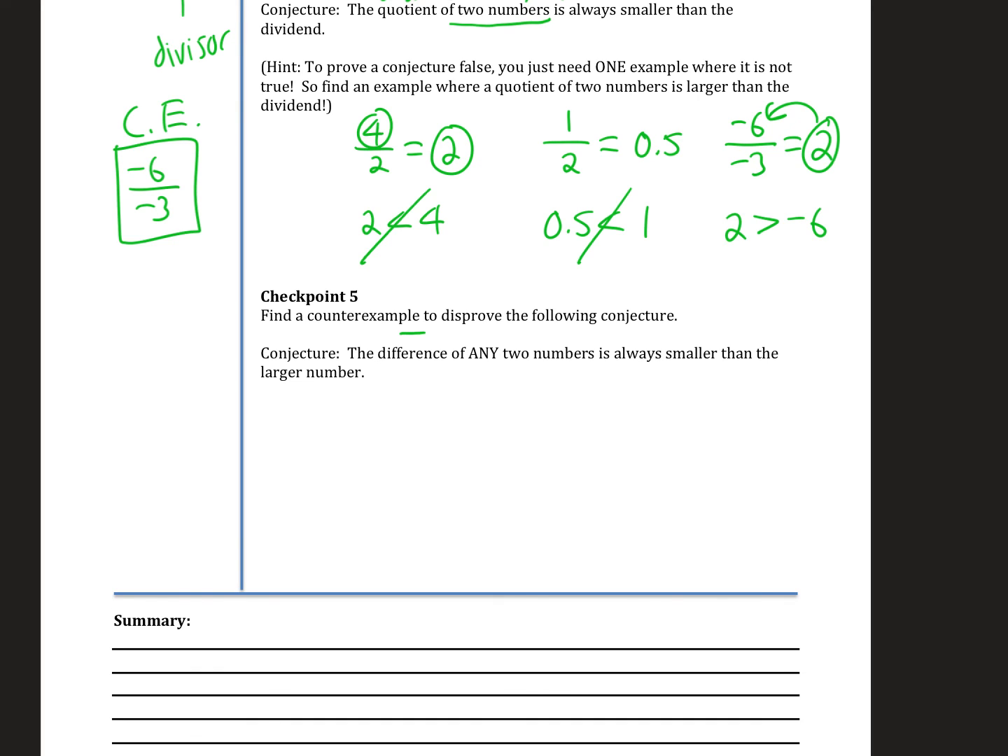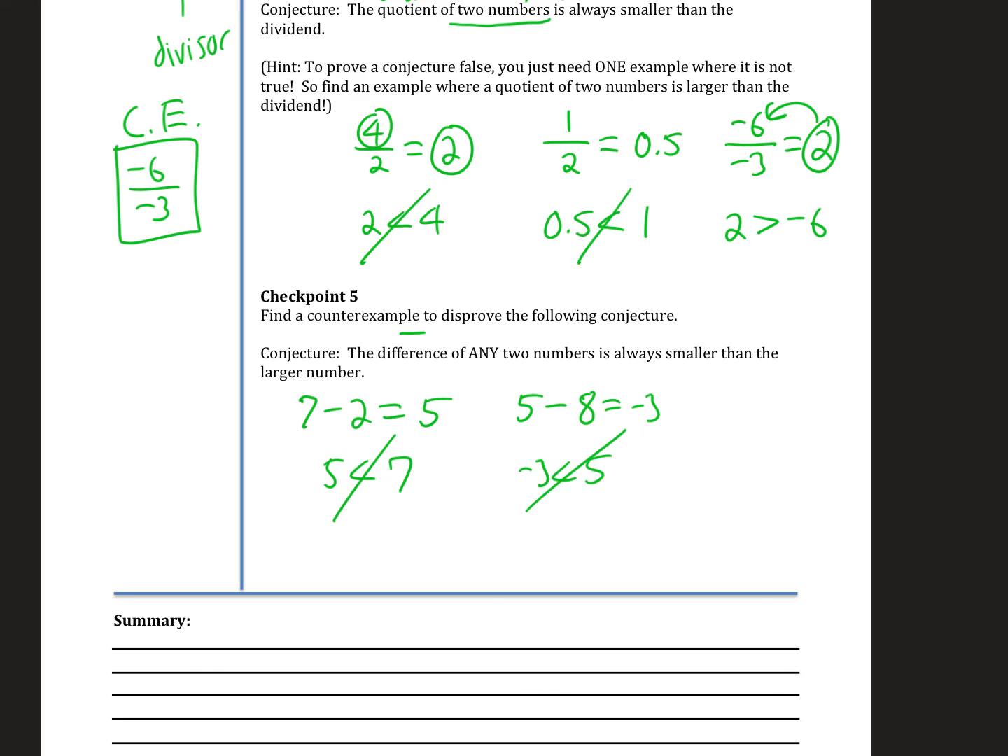All right, the difference of any two numbers is always smaller than the larger number. Let's just do 7 minus 2. What is that? Well, that's 5. So 5 is smaller than 7, the larger number. So this one doesn't work. What if we subtract a bigger number from a smaller number? What if we do 5 minus 8? Well, that equals -3. Is -3 larger than the larger number? -3 is still smaller than 5, so that's not going to work either.